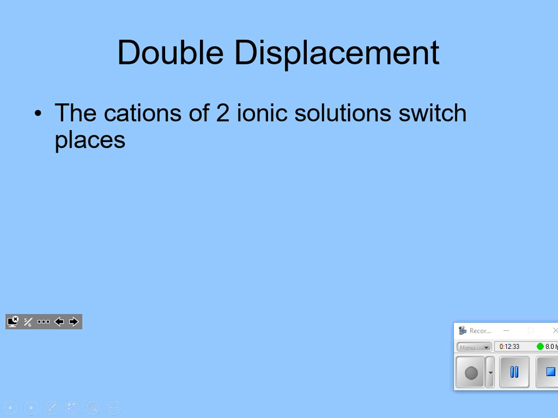So when we look at the definition of a double displacement, I would just first off refer to the fact that it's two ionic solutions and the cations switch places. Do you remember what a cation is? It's a positive ion, cation.